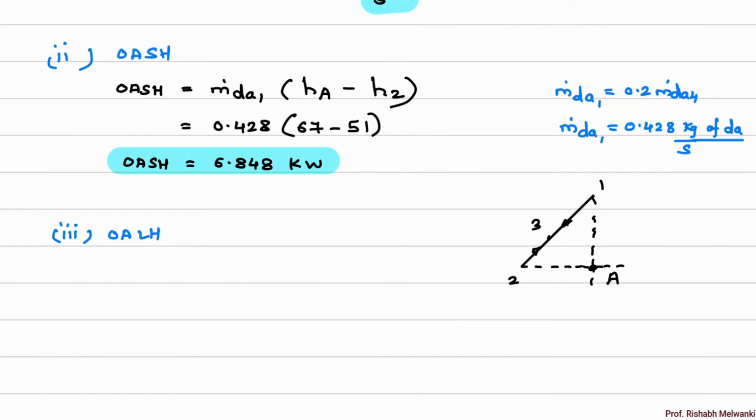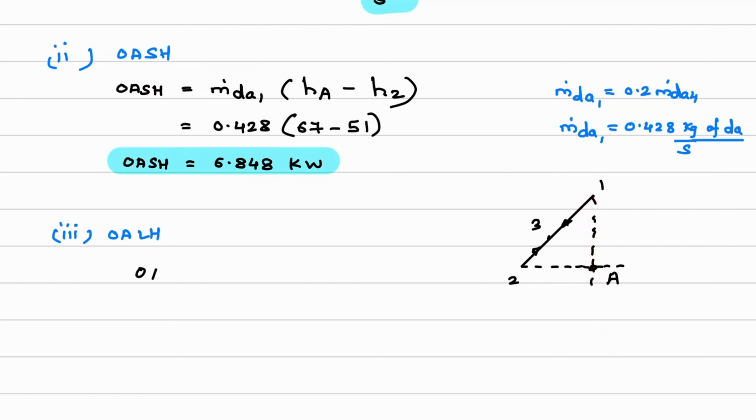So for outside air sensible heat, what is the equation? m dot dA1. Why m dot dA1? Because this is outside air sensible heat, so that is why outside air is point 1. So the equation is m dot dA1 into HA minus H2, where temperature is changing. Here the dry bulb temperature is changing. Now outside air latent heat will be m dot dA1 into H1 minus HA. Here the dry bulb temperature of point 1 and point A doesn't change.